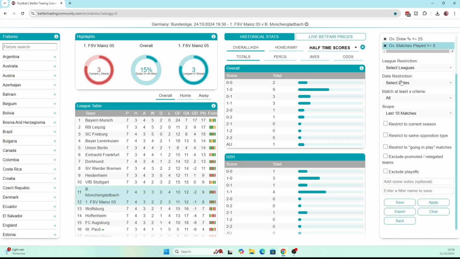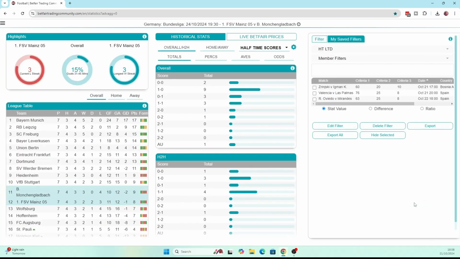Okay, so I'm going to leave all of this the same, but I'm going to tick a couple of boxes. I'm going to tick restrict to current season. I'm going to tick restrict to going in play matches. This is going to be an in-play trade, so I'm going to need that. As always, click exclude playoffs, so I'll click that again. We're just going to go for halftime LTD, and we're just going to save it. Okay, and as we save it, 3 matches have popped up on the filters.